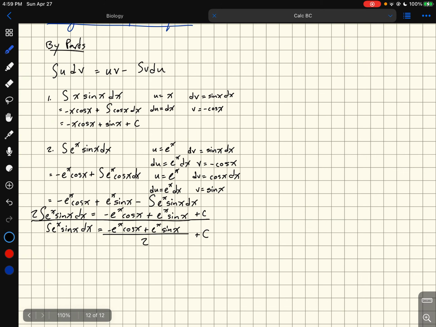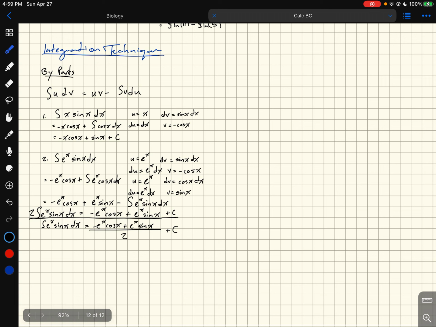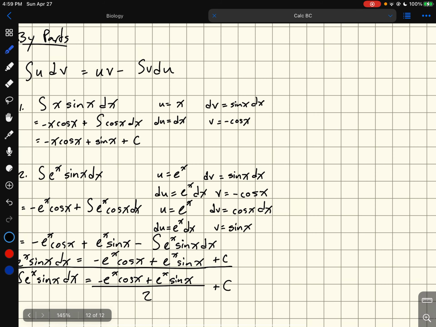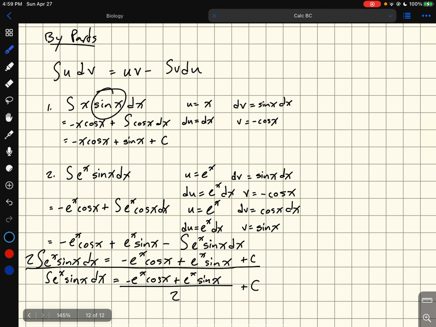So that's integration by parts. Now there's another way of doing integration by parts that is much more convenient, and you use this way if you have one cyclical derivative.